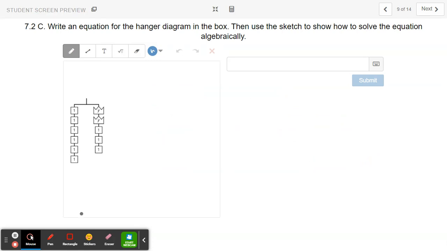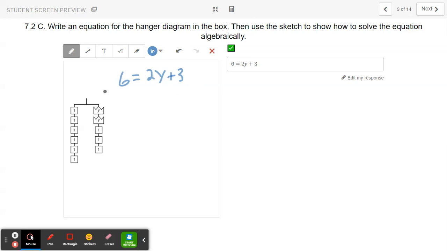Over here, again, we have 1, 2, 3, 4, 5, 6. So we have 6 is equal to 2y's plus 3. Right? And let's type that in. 2y plus 3. All right. And now we have to solve, right?